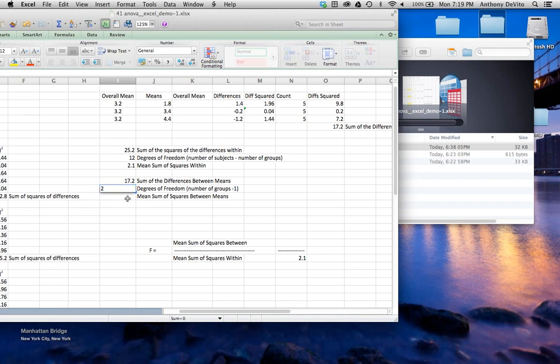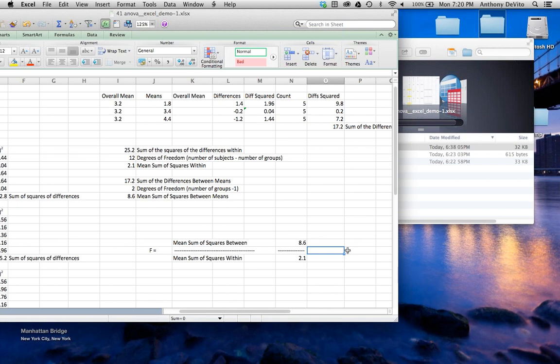So that's 2. So the mean sum of squares between the means is equal to 17.2 divided by 2, and that's equal to 8.6. So the mean sum of squares between the groups, between the means of the groups, is going to be equal to 8.6. Okay, so now after we go through this torturous calculation, finally our F-score is going to be 8.6 over 2.1.